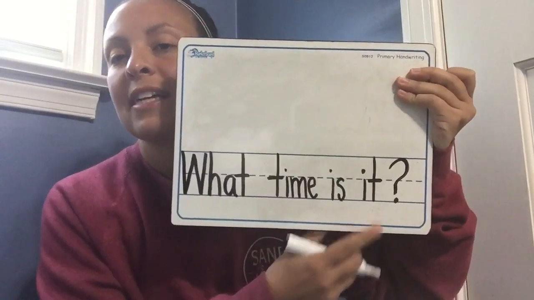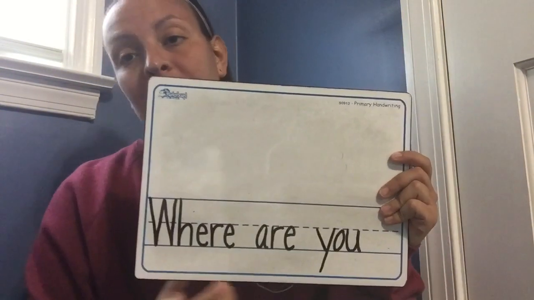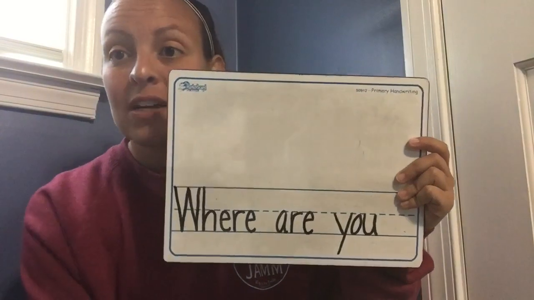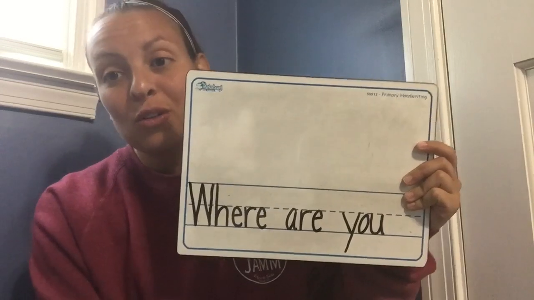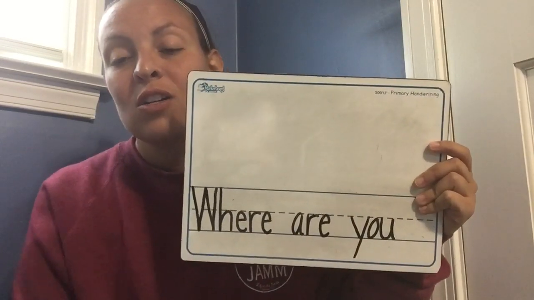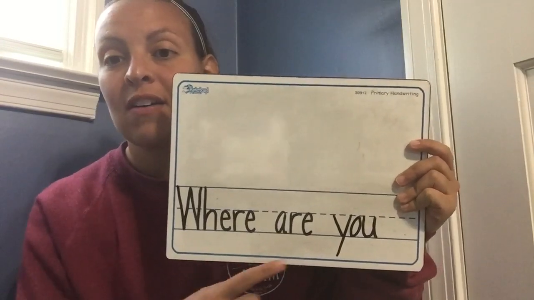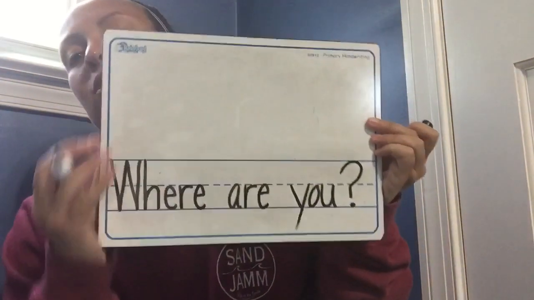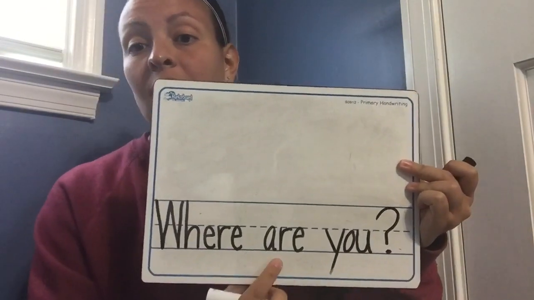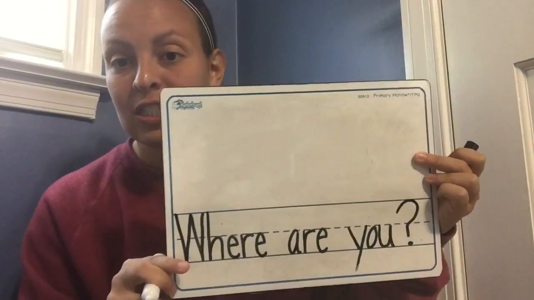What time is it? My next sentence is, where are you? So if someone is asking, where are you? They have a question, and you need to tell them where you are. So this is a question. Where are you? So it ends with a question mark. I wrote my question mark to finish my sentence. Where are you? They're asking you a question.